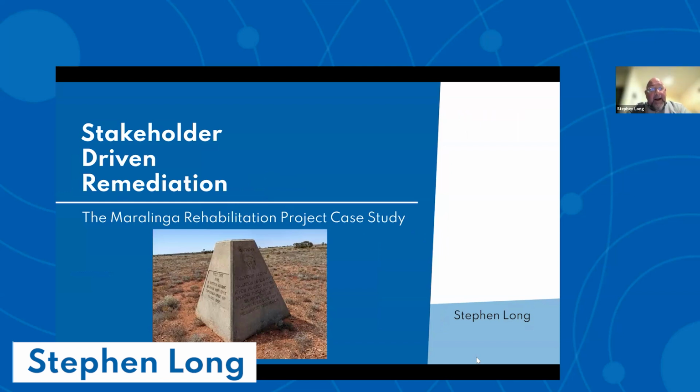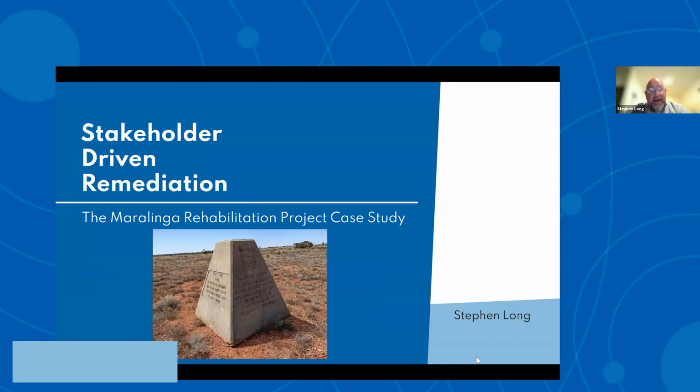Thank you. So I'll just go through the case study for the Maralinga Rehabilitation Project. And I titled this stakeholder-driven remediation because the stakeholders' involvement throughout this process really did make significant differences to how this remediation process occurred.